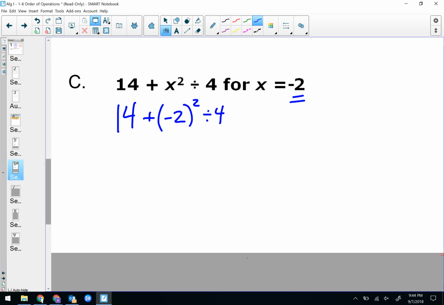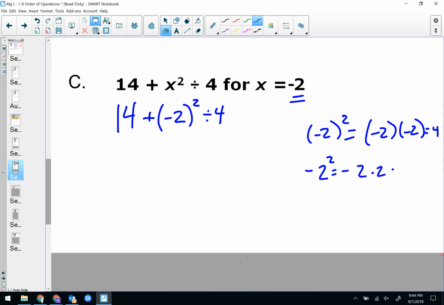Why? Because here's why. This is very different than that. Okay? Why? Well, think about what an exponent is. An exponent is repeated multiplication. This tells me this. Negative times a negative is a positive 4. This tells me, well, what's being squared? Just the 2. The negative is not included in the squared. Negative 2 times 2, which is negative 4.